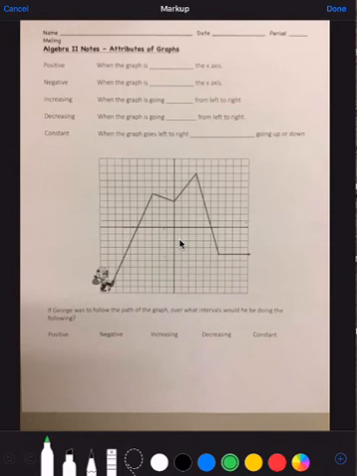Welcome back to Mr. Melling's Algebra 2. Today's lesson is talking about attributes of graphs. So we'll be talking about a couple different things: when a graph is positive, negative, when it's increasing, when it's decreasing, and when it's constant.